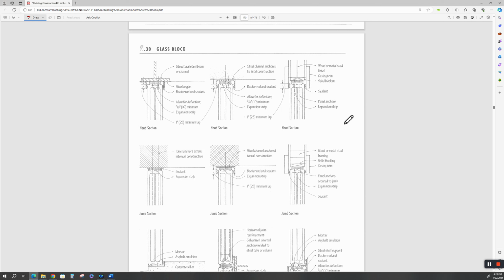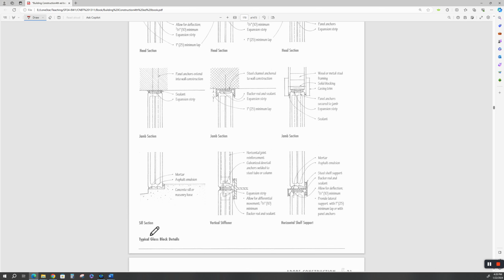Here are some details for glass blocks. These are head sections. These are jamb sections. This will be along the side of the window opening. This is a seal section.